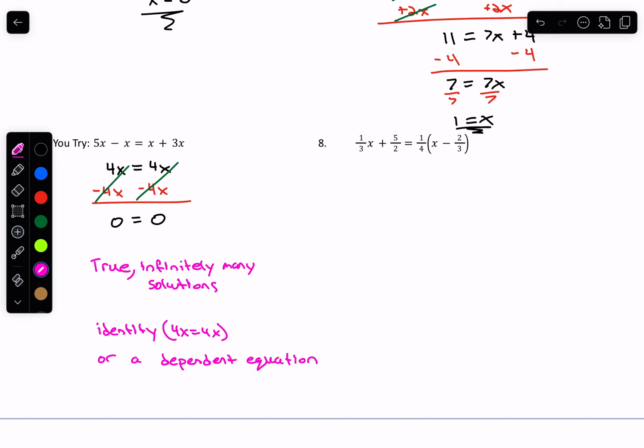Right? And so the key is to recognize that when you have a true statement on both sides without having solved for x, that means that you are in an identity or a dependent situation, meaning every value of x is a solution, so we have infinitely many solutions. So it's the exact opposite of what number 5 was. All right, number 8, this is our last one, and it's our messiest.